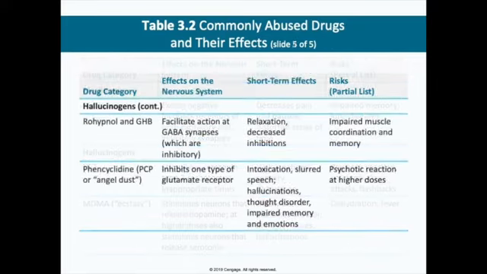Slide 15. Rohypnol and GHB have attracted attention as date rape drugs. Both relax the body, impair muscle coordination and memory, and induce drowsiness.